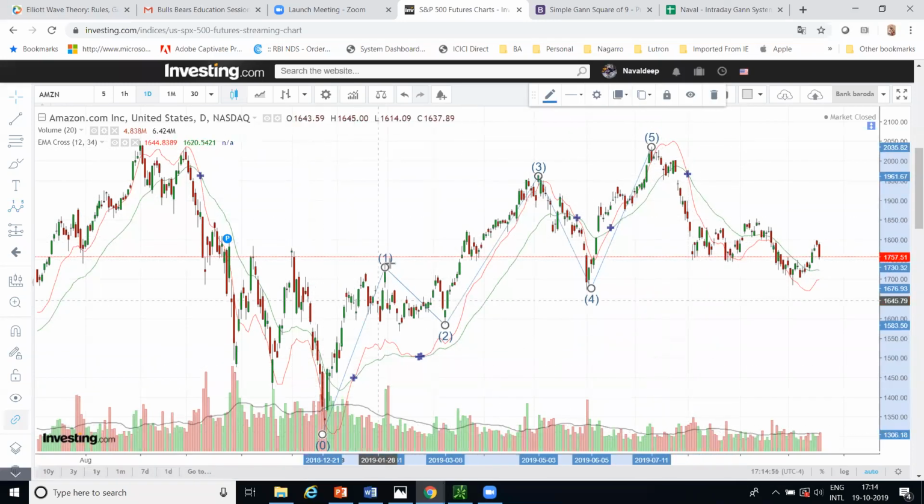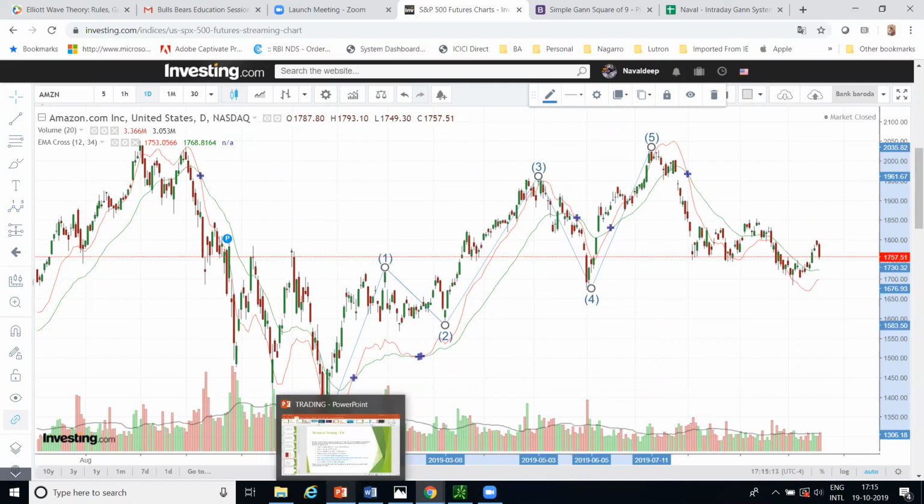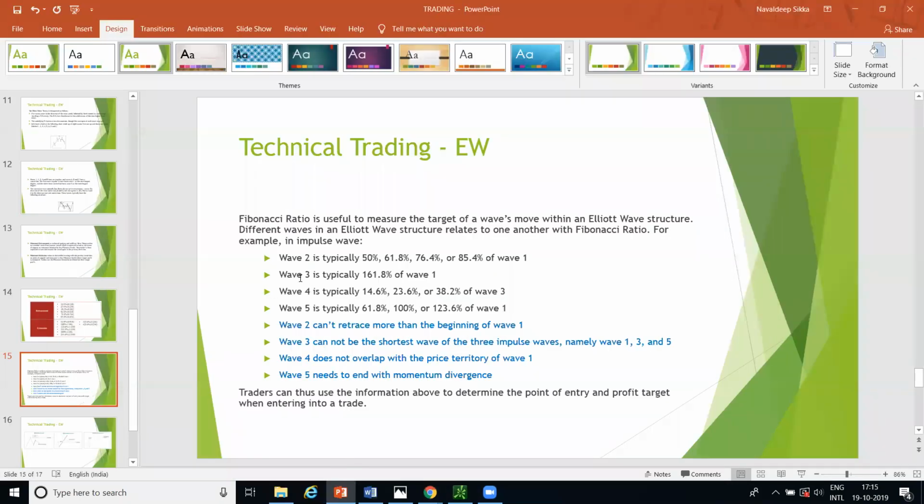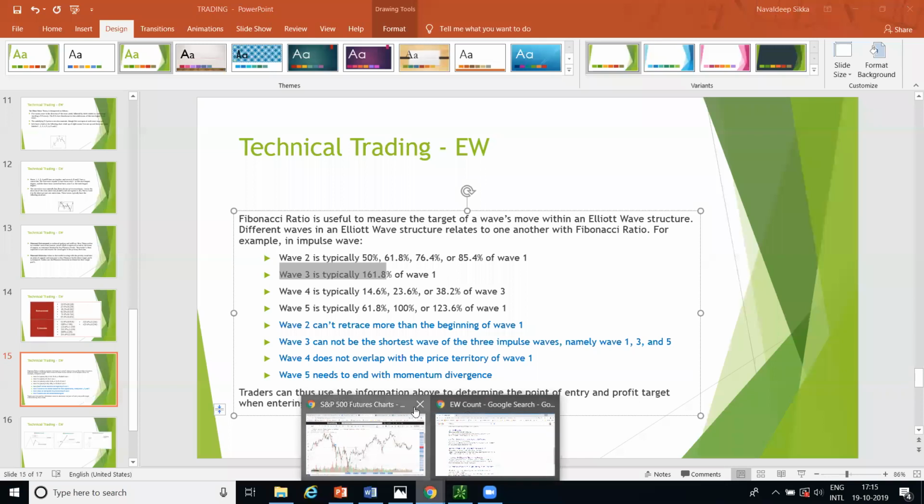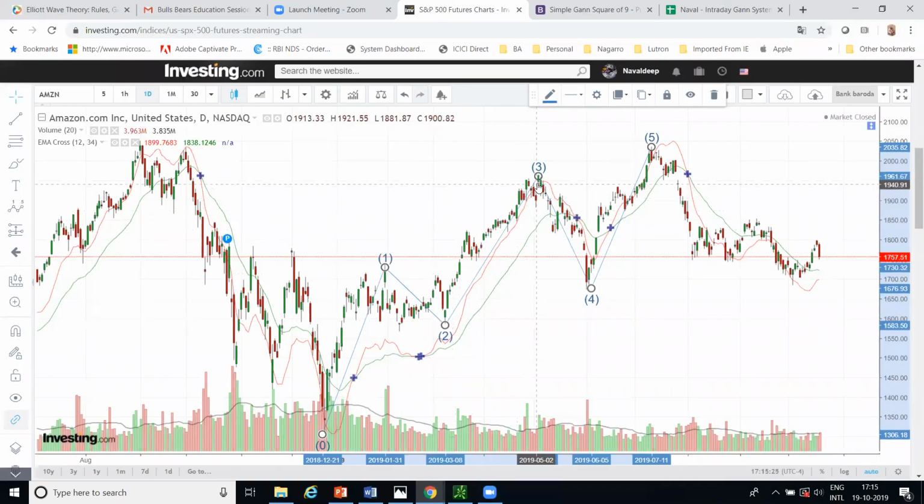You see 0 to 1, 1 to 2, 3 to 4, 5. Now here it's A, then B, and then C. You can make multiple levels of Elliott waves. Here you will see all the rules. We do not have time to go into detail about this, but this is how we do it. Wave 2 is typically 50%. Wave 3 is 161%. It is the biggest wave. So if you see here, this was the biggest one.